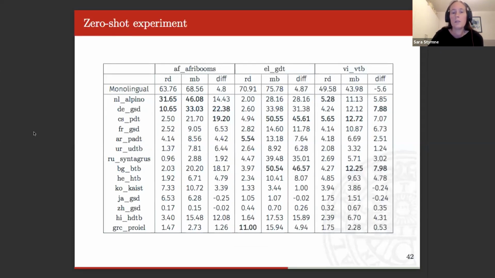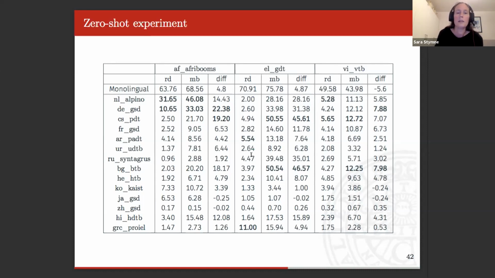So I just jump straight into results. These are a lot of numbers, so I'll guide you through them. On the top here, we have the monolingual results. This RD column is with randomly initialized embeddings, and MB is with multilingual BERT. And we can see Afrikaans and Greek and Vietnamese. For Afrikaans and Greek, we see an improvement of around 5 LAS points when we add MBERT to the monolingual model. Vietnamese, though, actually gets worse by around 5 points. So it seems that Vietnamese is just not very well represented in the multilingual BERT.